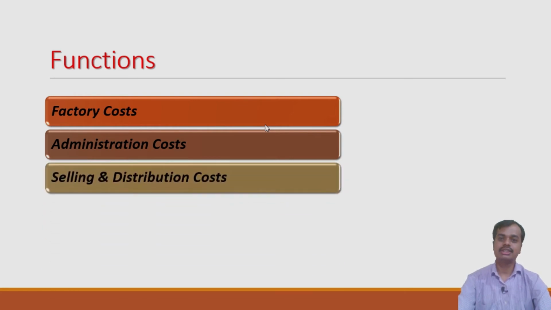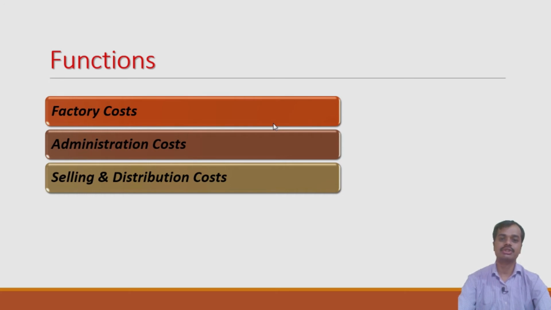Next type is selling and distribution cost. Selling costs are indirect costs relating to selling of products or services and include all indirect costs in sale management for the organization. Distribution costs are the cost incurred in handling a product from the time it is completed in the works until it reaches the ultimate customer.